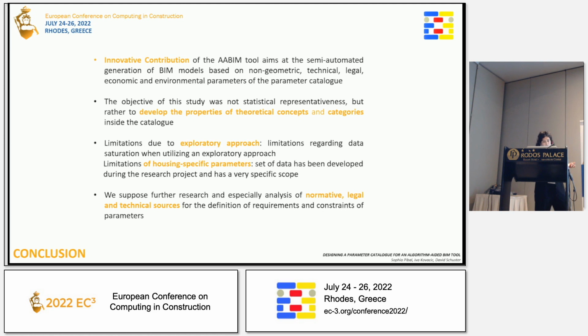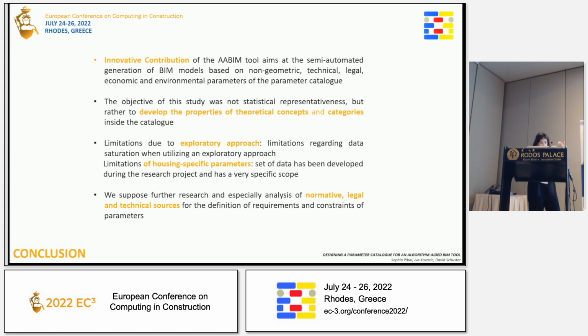Of course, we had our limitations due to the exploratory approach. So the state of data saturation is not measurable. So we did a couple of iterations, and at some point we didn't find any new parameters. And also the limitation of housing-specific parameters, because our pilot use case, which was our point of departure, is a very specific kind of project, because it's a joint building venture. So the owners of the building are at the same time the landlords and the tenants. So it's a specific model that we have in Vienna, which is emerging right now.